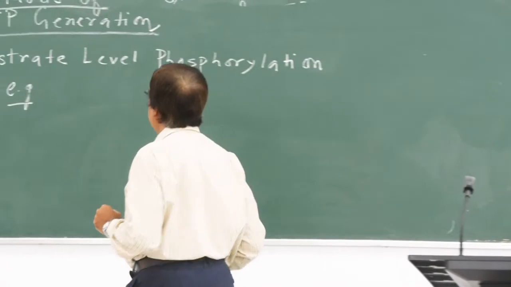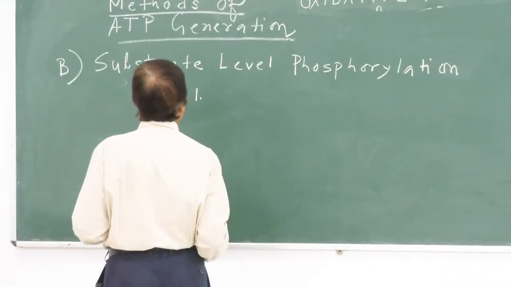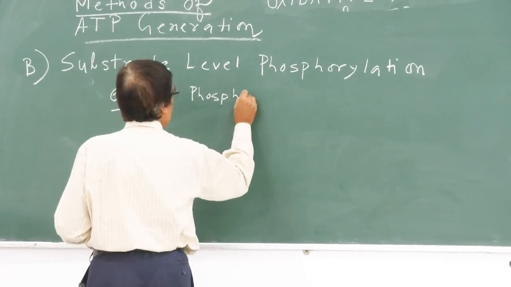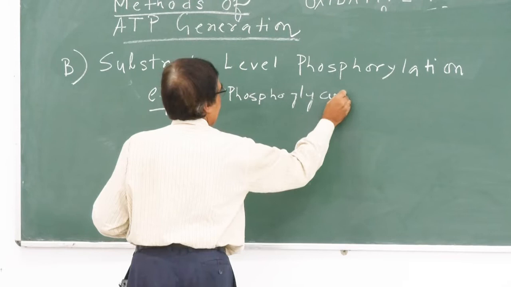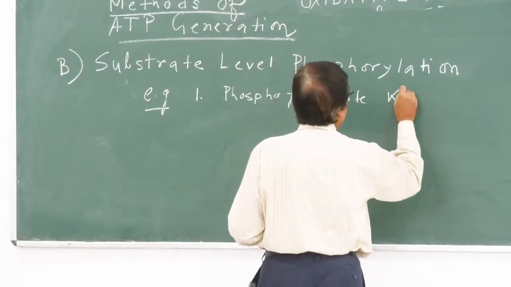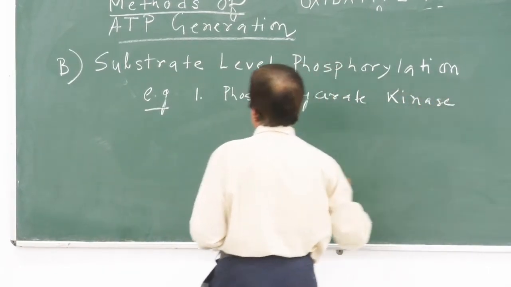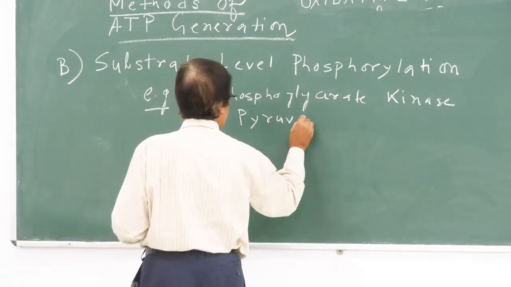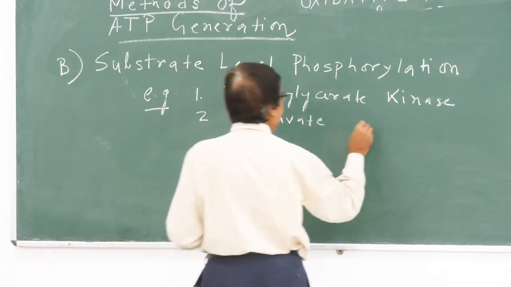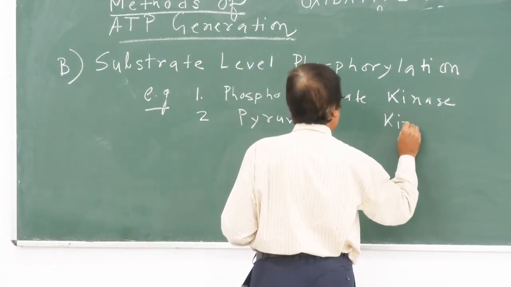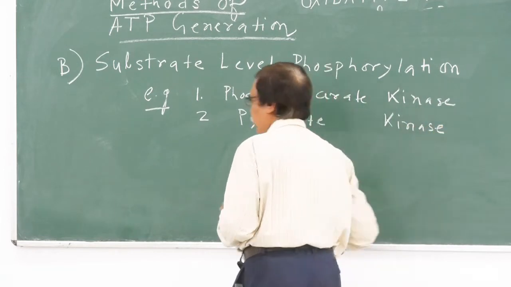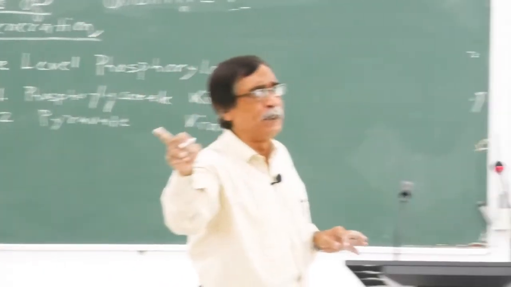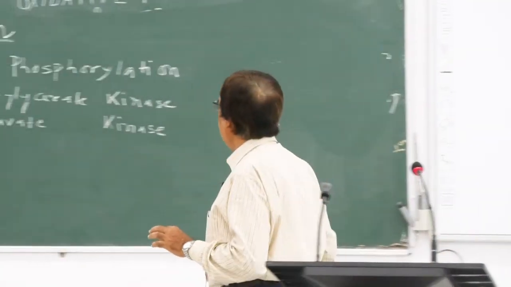2 in the glycolysis: number 1, phosphoglycerate kinase. Number 2, pyruvate kinase. These are two enzymatic steps where ATP is made from ADP. See the reaction. I will not tell the reaction here. See the reaction where ADP is converted to ATP. And this is in the glycolysis.